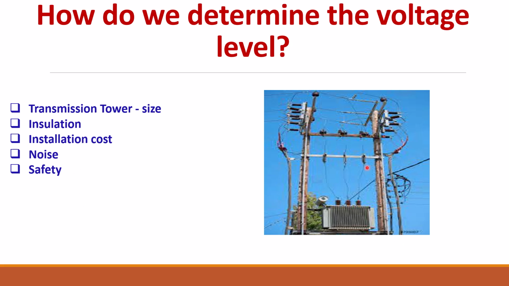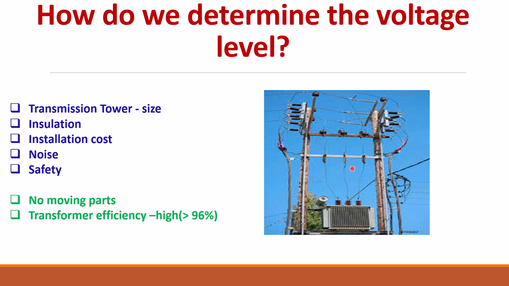About the transformer, what we should know is that it doesn't have any moving parts. It is called a static device. Unlike a motor or a generator, which have moving parts, this is static equipment where there are no moving parts, and the efficiency of the transformer is usually very high. It can go as high as 98%. Normally you can easily achieve about 96%. That is not a big issue.